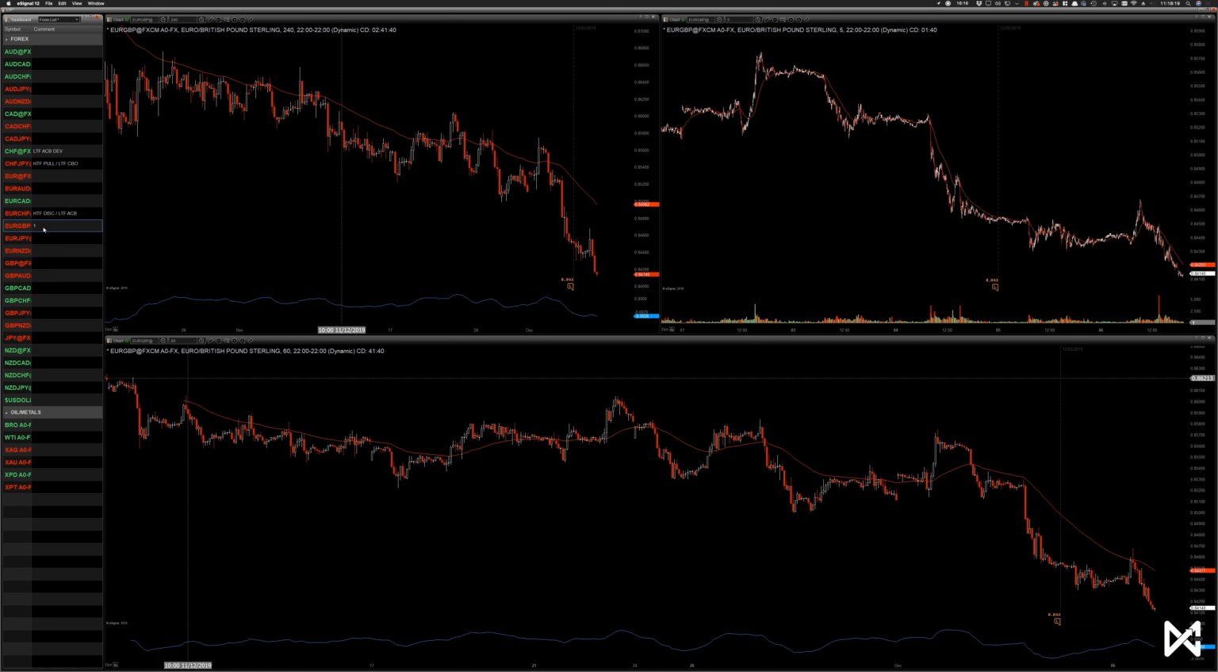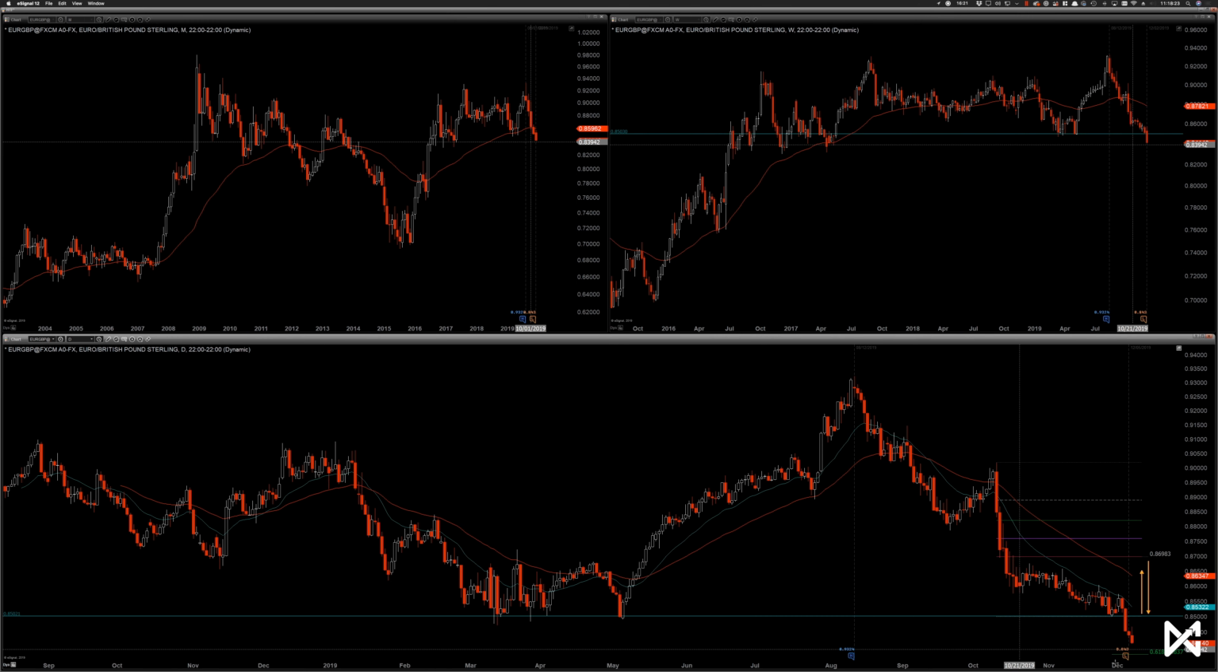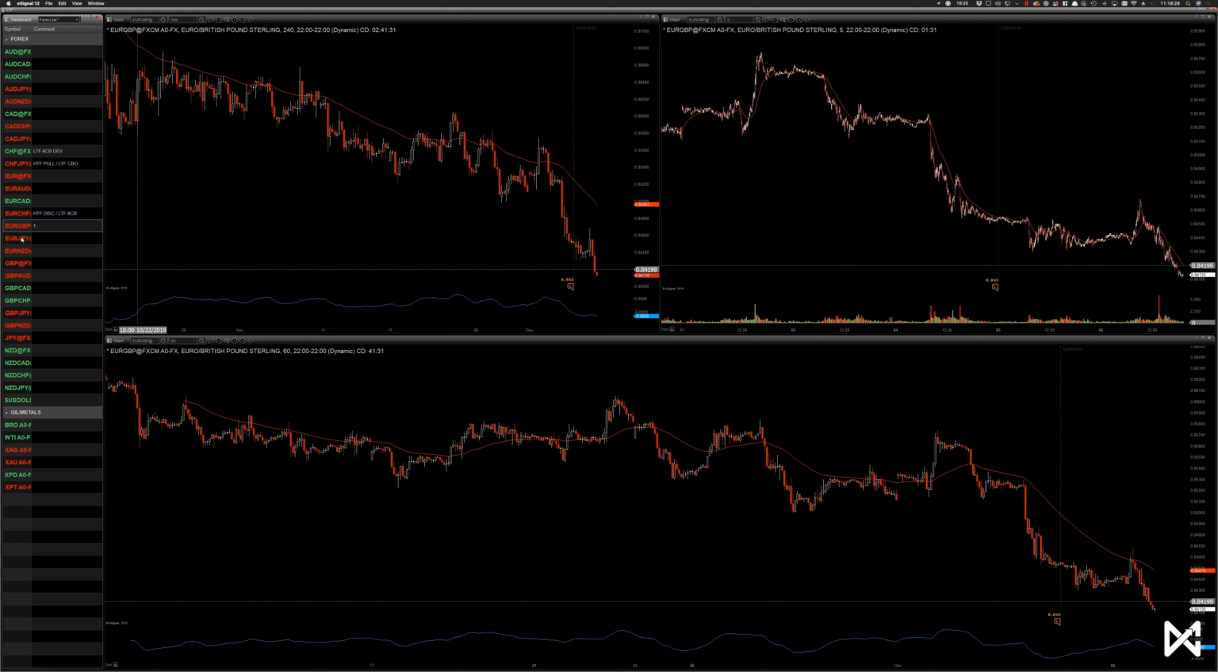Euro pound, nothing here. This is trending downwards, it's accelerating. If I look at the higher time frames, it just broke a major support level, so obviously nothing there. Moving on.